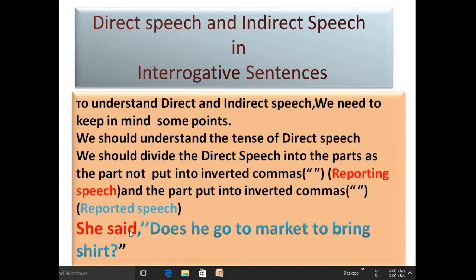For example, she said, "Does he go to market to bring shirt?" What is the reporting speech here? "She said," written in red color. It is the part not put into inverted commas, so it is the reporting part. Next, the part put into inverted commas is called the reported speech: "Does he go to market to bring shirt?" Okay, let us go next.